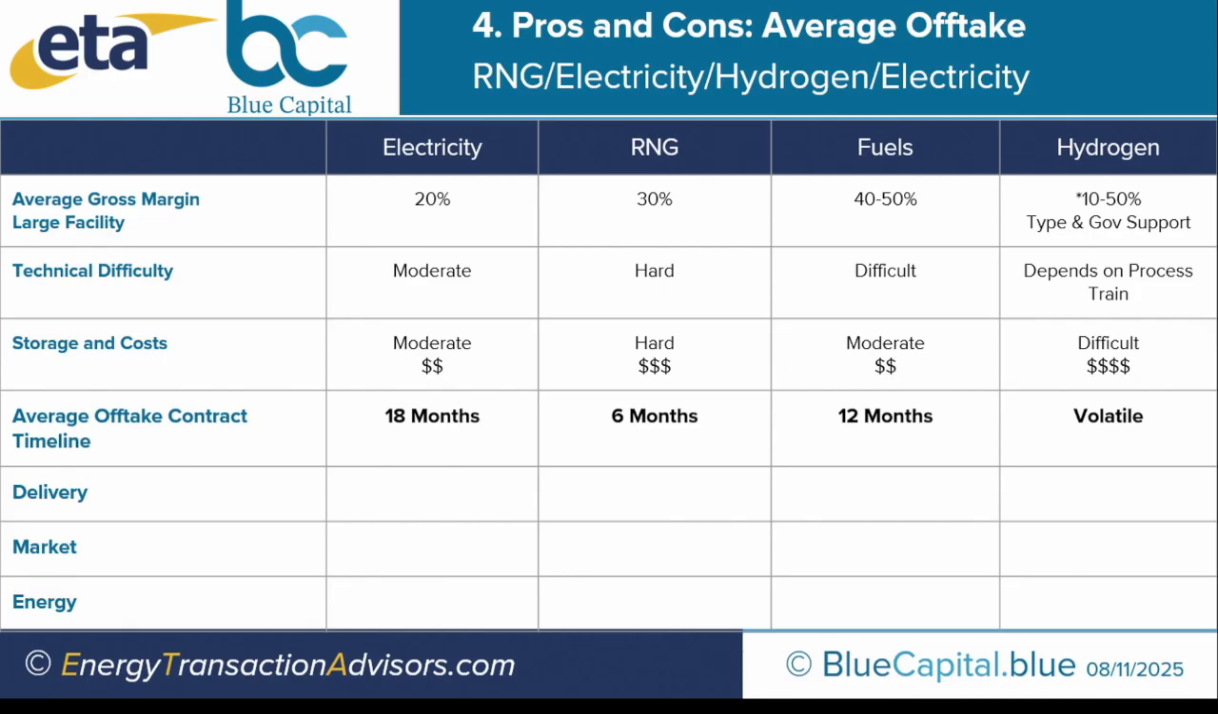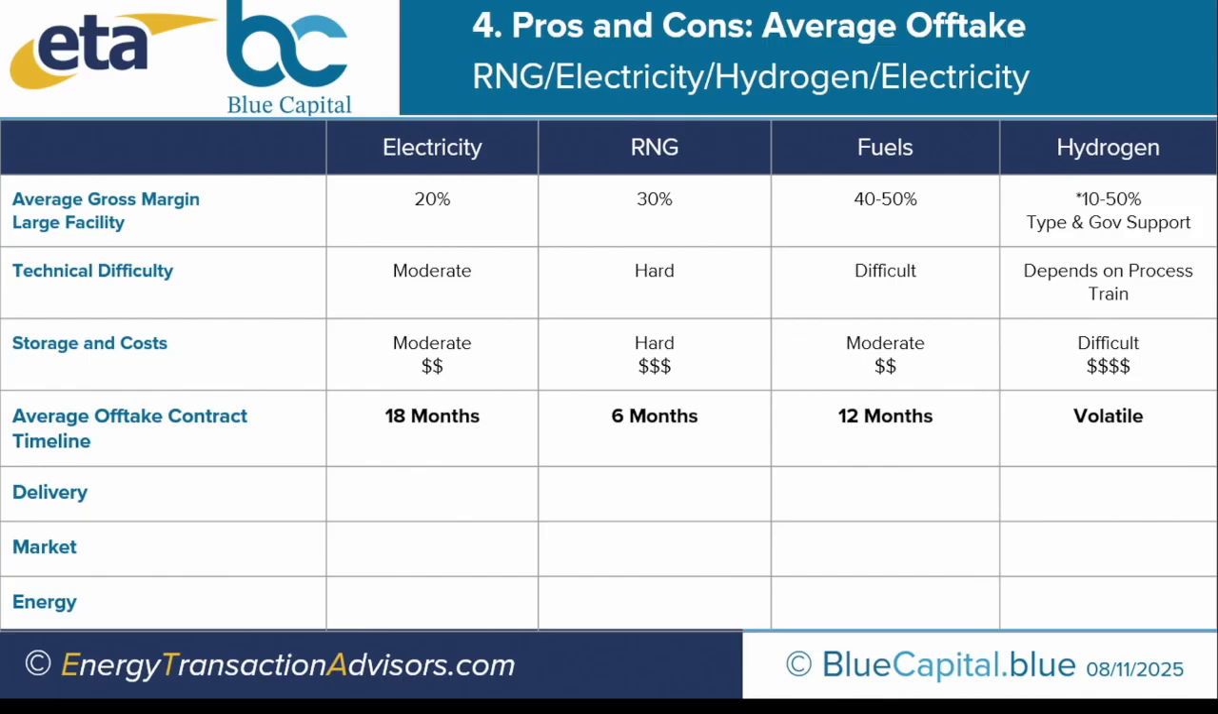Okay. So you are correct on the electricity. Most public utilities take 18 to 24 months to develop an offtake contract. They are a long process. RNG is one of the easiest to market right now. You can quickly offtake that. There's a number of companies currently looking for RNG products.